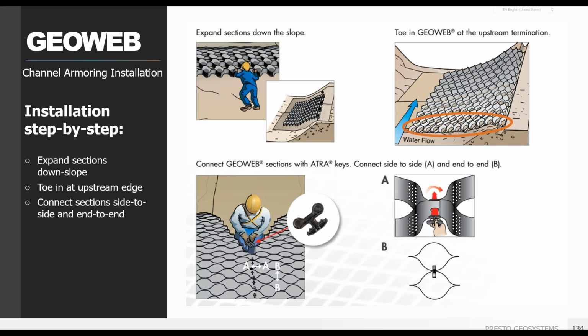Though as you expand the sections downslope, you must note the water flow direction, and the GeoWeb should be toed in at the upstream termination. This is an important technique tip, and one you should also do at transition areas if your channel goes from hard armor to competent rock, for example. Key in or toe in at that transition. Talk with our design team for additional details on that, again, specific to your site needs.